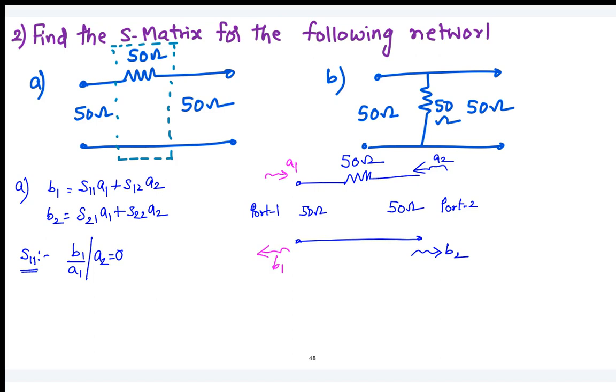When you don't apply any input at the second port, you have applied only the input at port 1, and in that case you should get the value of A2 equal to 0. Open circuit? No. See here, when you look from this particular side, A2 is something like the reflection from port 2. When you look from the port 1 side, always just assume that you are looking from the port 1 side, your A2 is the reflection from port 2. Agree or not? Will you agree with me?